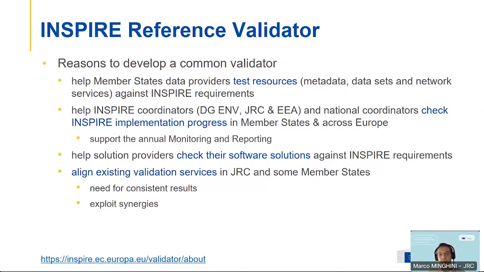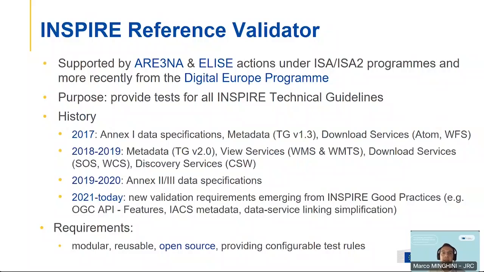The idea behind the initial development of the validator was to align the services and the efforts, the initiatives that were already ongoing at the JRC, but also in some member states. So to exploit synergies, to join forces, and to provide a central point of validation in order to have consistent results and to be a sort of reference for the whole INSPIRE community. The validator was initially funded by the ARENA and the ELISA actions, under the ISA and ISA Square funding programs, and more recently also by the Digital Europe program, as you have seen in the video before.